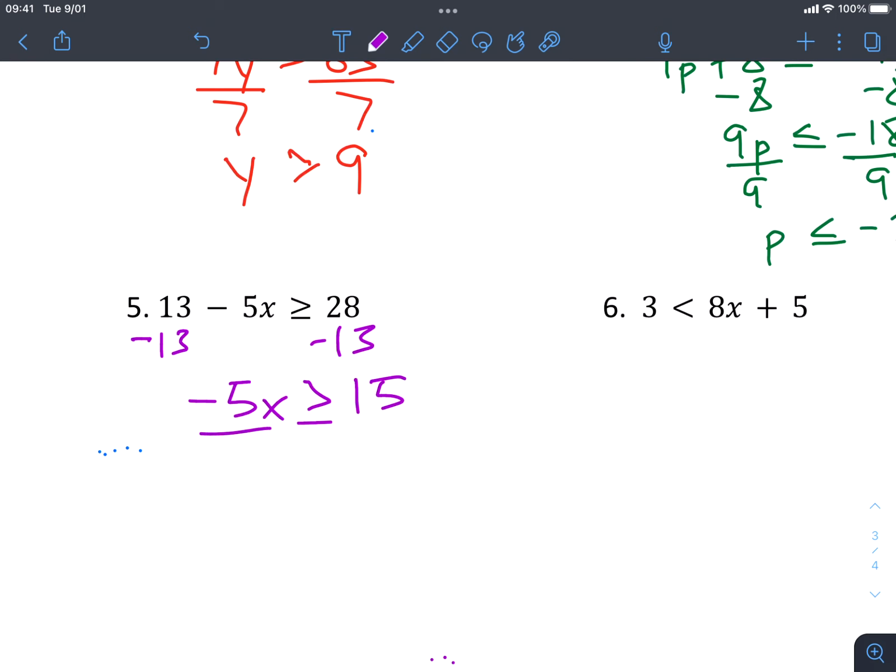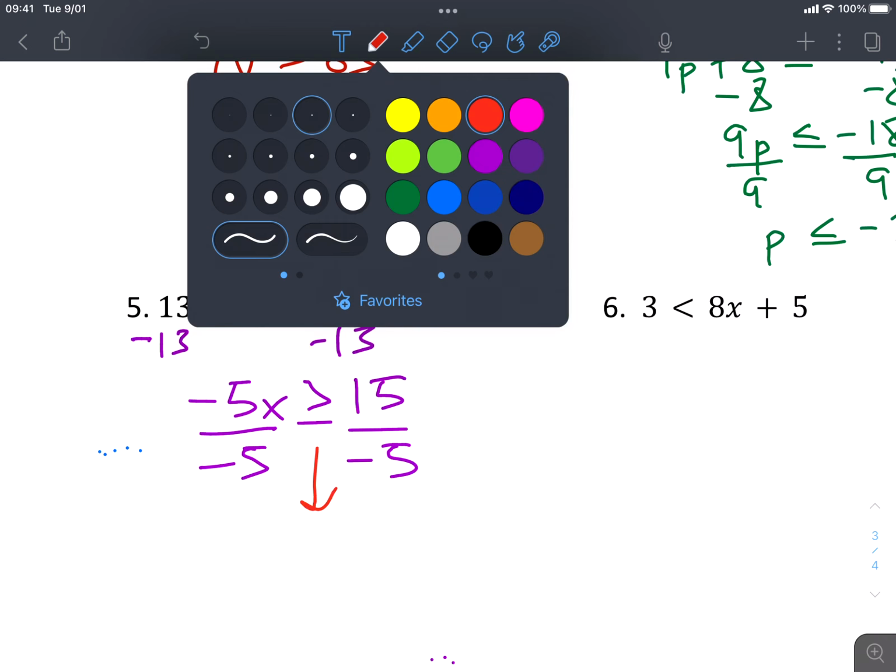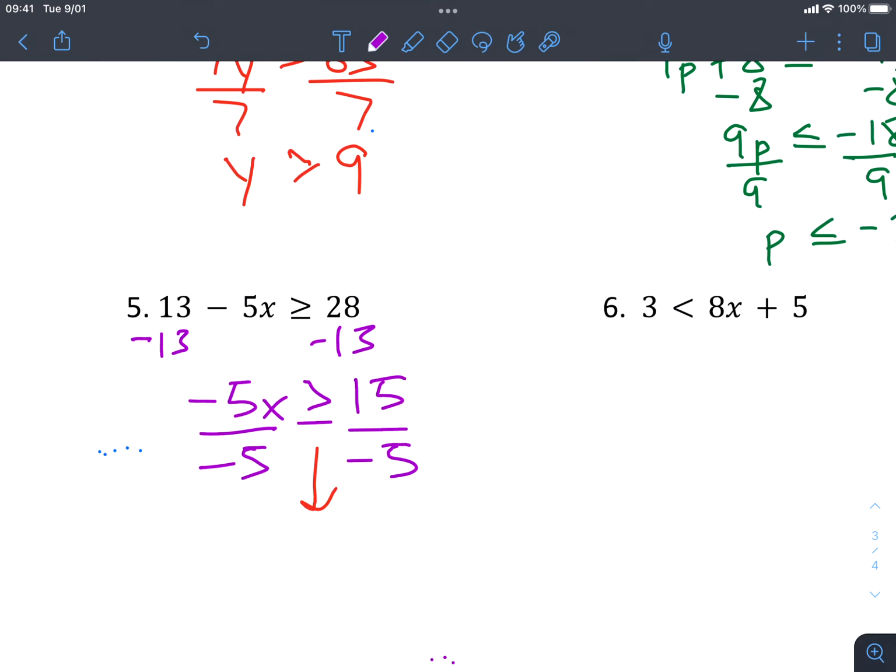Now I have to divide by negative 5 and divide by negative 5. And I know that when I divide by a negative number, my inequality symbol changes direction. So it becomes this. And then I just bring my x down because negative 5 and negative 5 cancel each other out. And 15 divided by negative 5 is negative 3. But I have switched my symbol from greater than or equal to less than or equal to.